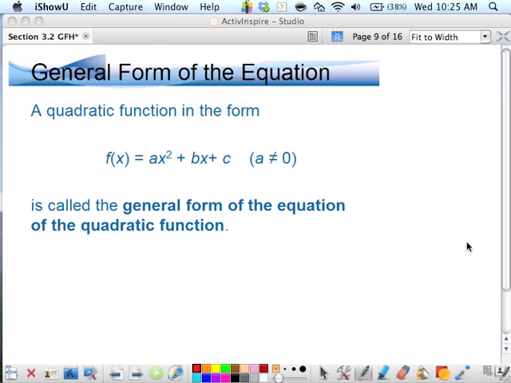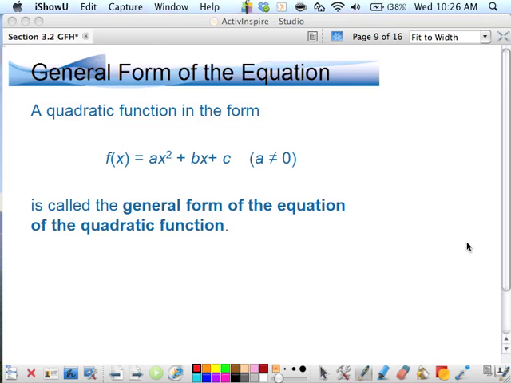Now that we've mastered standard form of a parabola, let's talk about general form. General form is actually, believe it or not, probably a little more useful than standard form. It's much more common. It's a lot easier to work with. It's a lot easier to find your intercepts from. It's just a little bit harder to find the vertex. So we're going to talk about that on the next slide.